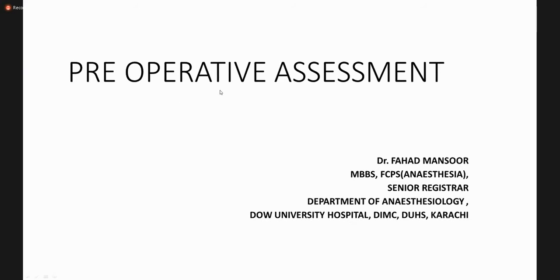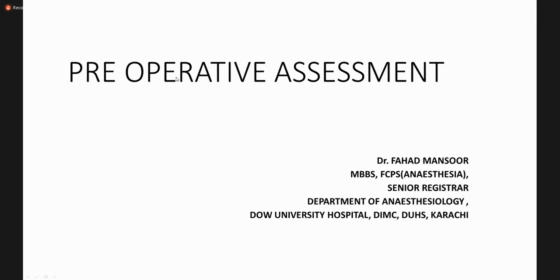Pre-operative assessment is basically when the patient comes to the OR for surgery, you have to go through the history of the patient. You have to go through the physical examination of the patient and certain investigations. That is, the labs that we get done for the patient are included in the pre-operative assessment of the patient. So, what are the goals of pre-operative assessment?